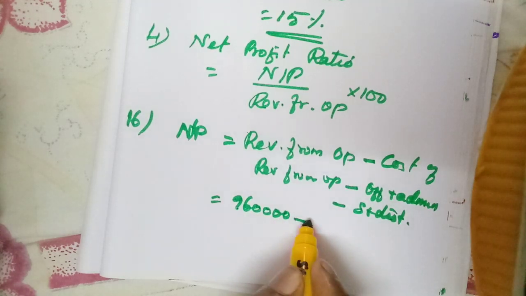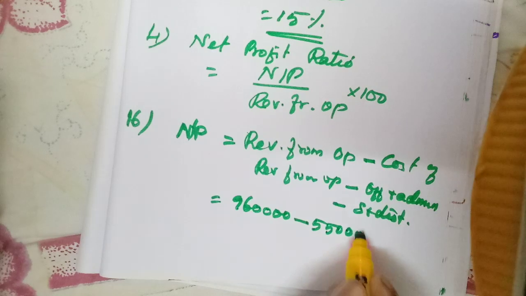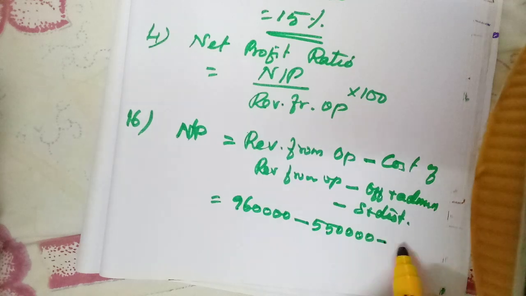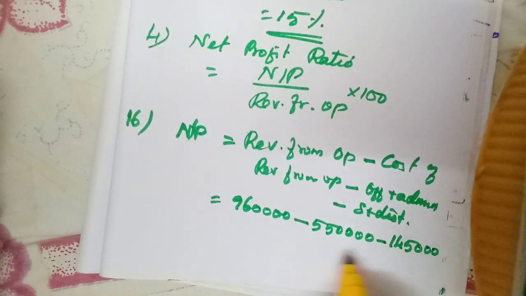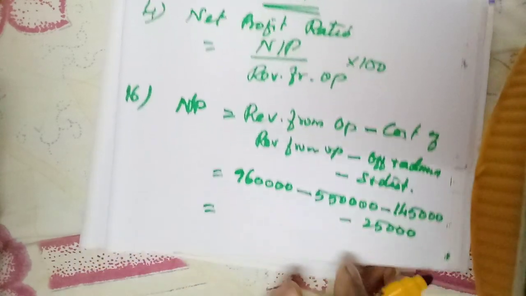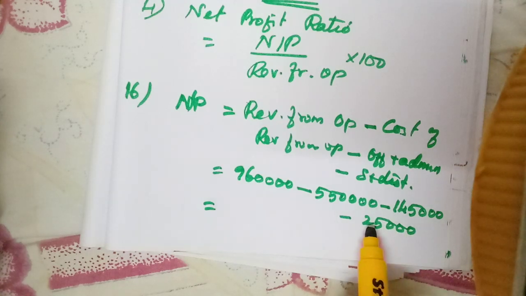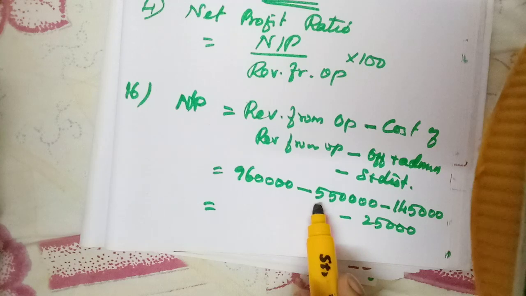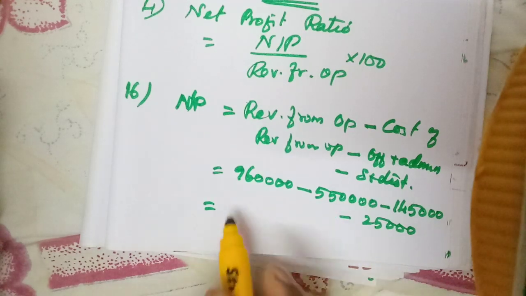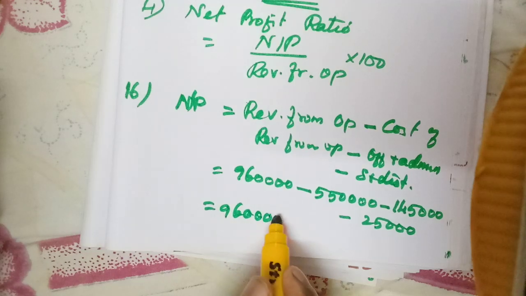So what is revenue from operation? 9,60,000 minus 5,50,000 cost of revenue from operation, minus office and administrative 1,45,000, minus 25,000. Okay, we will calculate this one. How much is coming? 1,45,000, 1,50,000, 1,70,000, 6,70,000, 7,20,000. Okay, so 7,20,000.